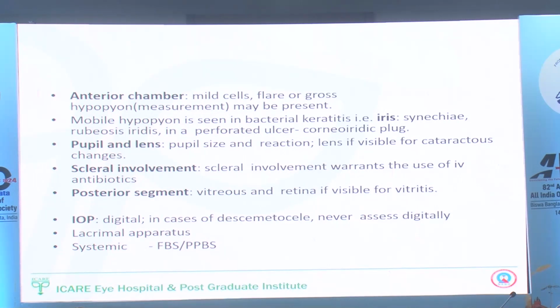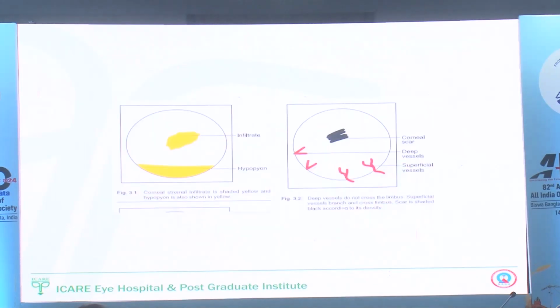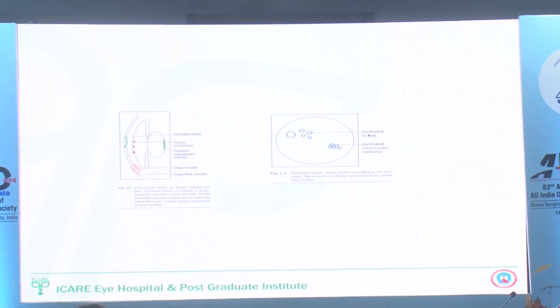Posterior segment if visible, or ultrasound B scan has to be done. IOP in case of descemetocele, never assessed digitally. Lacrimal apparatus, and systemically the fasting and post-lunch blood sugar. Documentation, slit lamp photography has to be done meticulously.